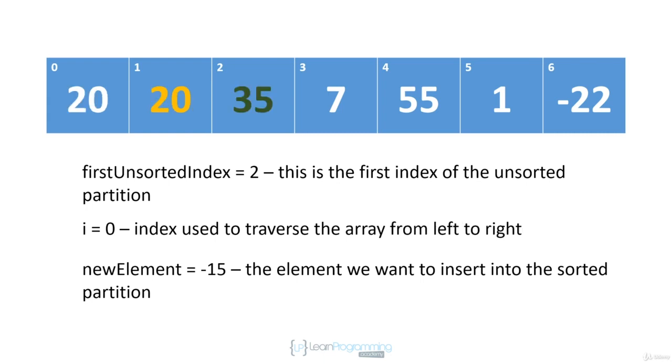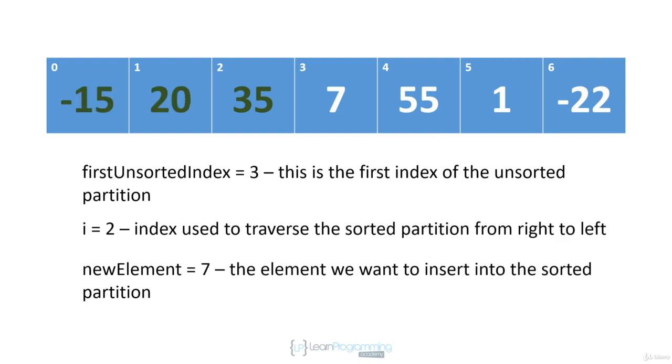And at this point, we've hit the front of the array, so we have nothing else to compare minus 15 to. Basically, we have the smallest element in the sorted partition, and because we've hit the front of the array, this is where we're going to insert minus 15, and so we go ahead and do that. And we've ended the second iteration, and at this point, we've grown the sorted partition to 3, and the first 3 elements in the array, which is the sorted partition, are in their correct positions in the sorted partition. So now the first unsorted index is at position 3.